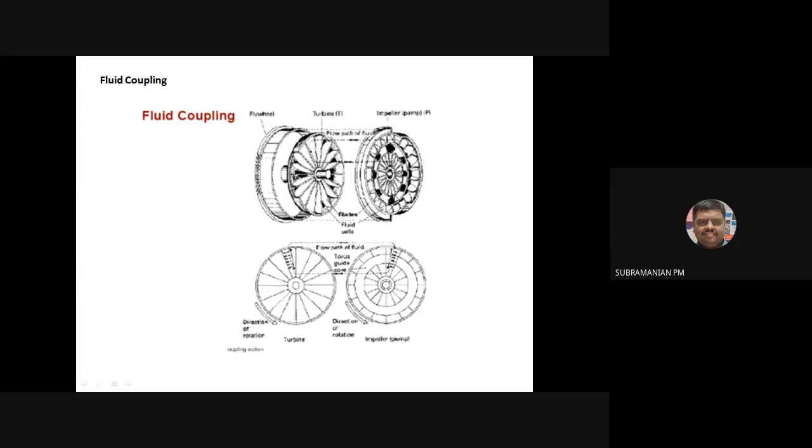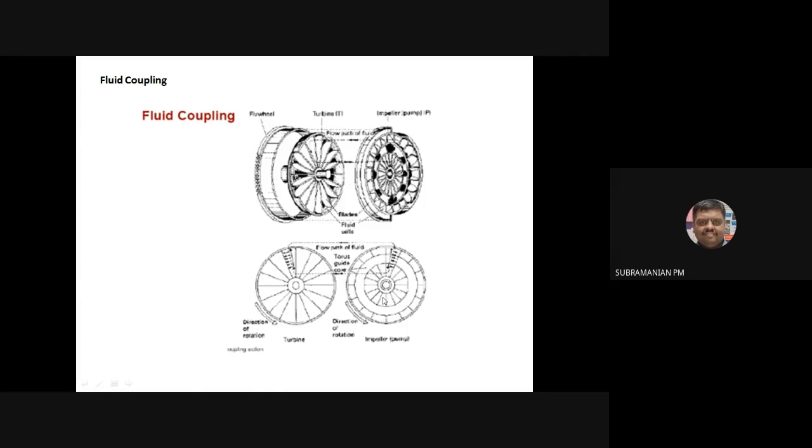You can see the arrangement of the impeller. That is, you can see a torus guide core. What do you mean by this guide core? It will direct the fluid flow. I have to direct the fluid which is going to leave the impeller, so that it will strike the turbine and make it rotate. I have to direct my fluid, so that is why I am using the torus guide core.